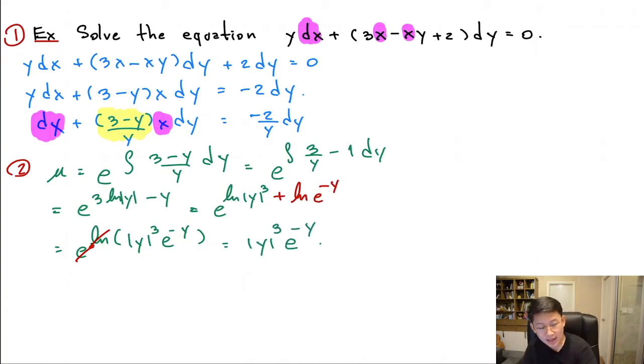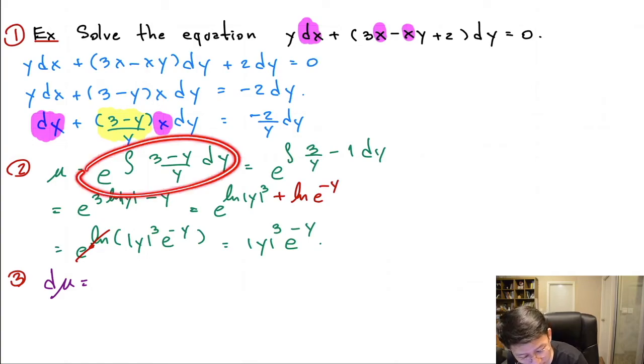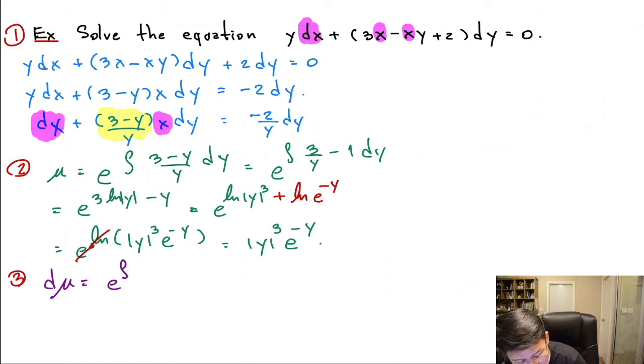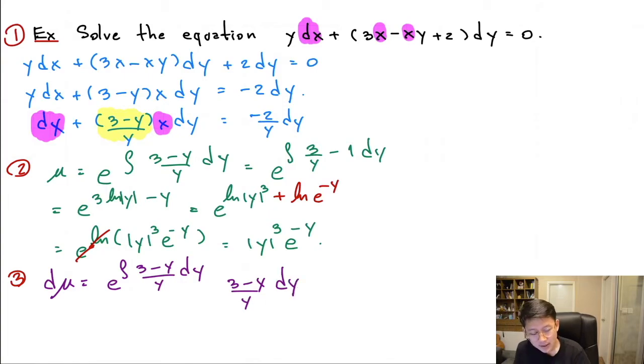Okay, and then the third step, again guys, is to find d mu. I think you guys are already familiar with it, right? You just use this one. d mu is e to the integral of (3 minus y) divided by y dy, and that is actually mu, (3 minus y) divided by y dy. Okay, and that's done.